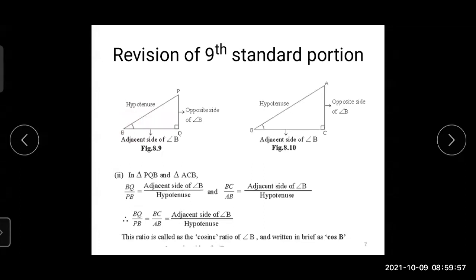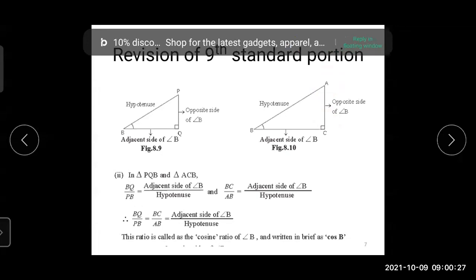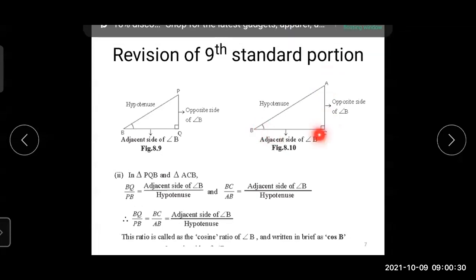In cos, we will write adjacent upon hypotenuse. So from this, we can say that it will be BQ upon PB. And in this figure, now in triangle ACB, can you see that the opposite side of angle B is AC, and now the adjacent side is BC.